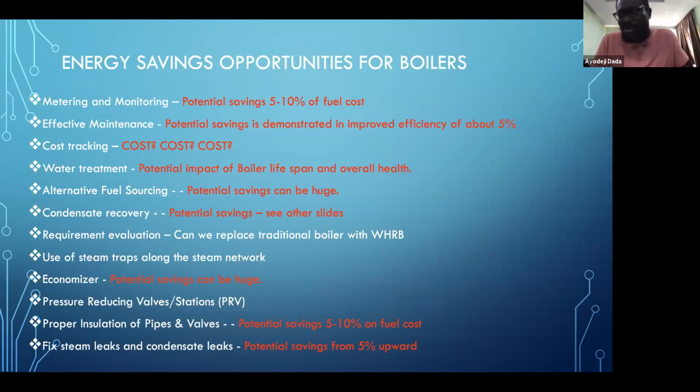Cost tracking. Most of the time we don't know what cost our boiler is consuming. At times we consider the fuel cost and we leave out the maintenance cost and the inspection cost.